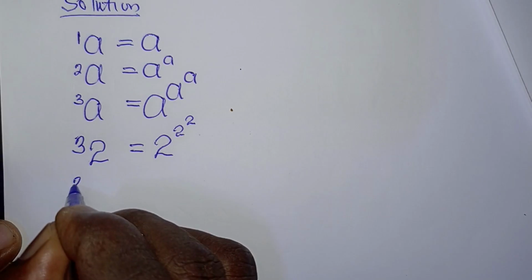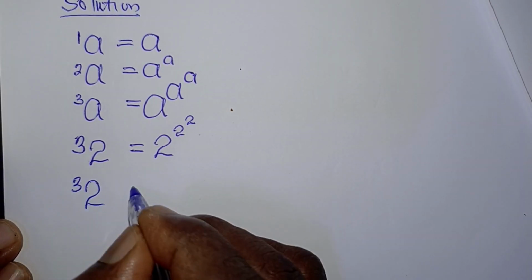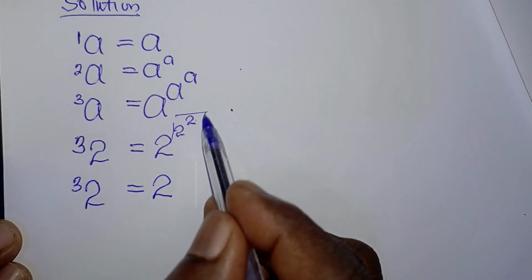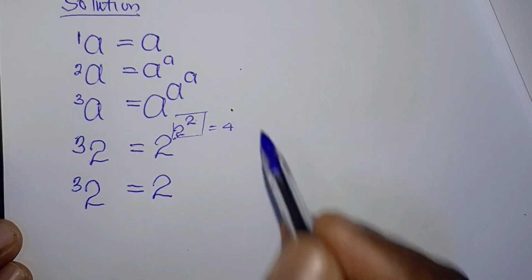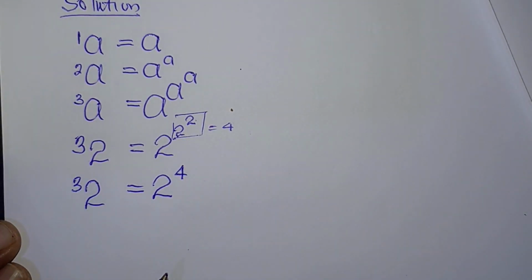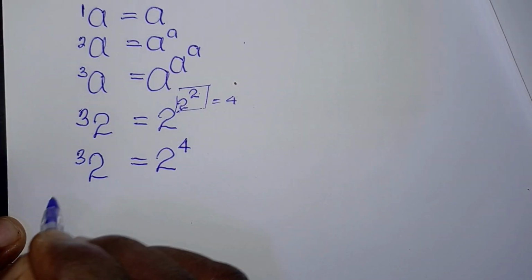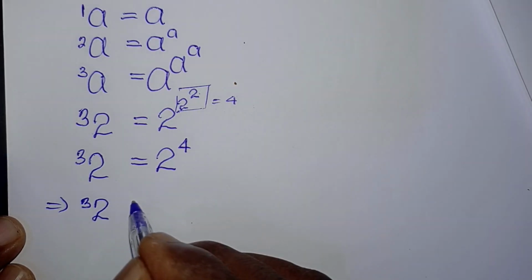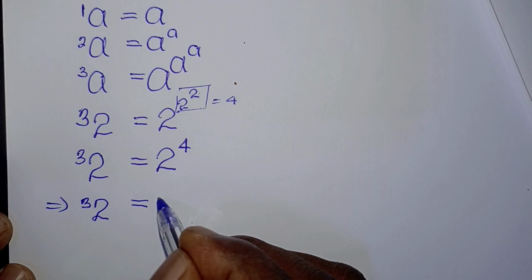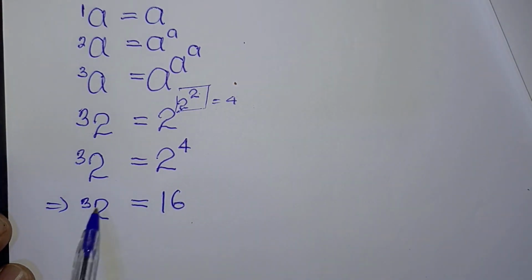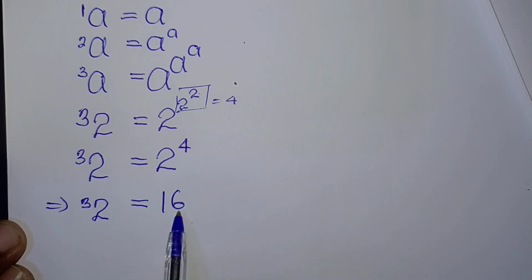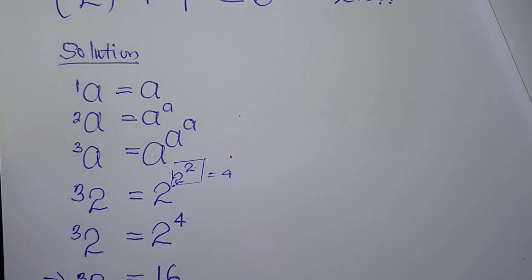So if you have height of 3 with a base of 2, it's going to give us 2 raised to the power 2 raised to the power 2. You see that 2 raised to the power 2 will give us 4. So we can write this one as 2 to the power 4, and that will give us 16. So what it means is that a tetration of height 3 to the base of 2 will give us 16. Right. So we can now bring this particular 16 into this particular equation.